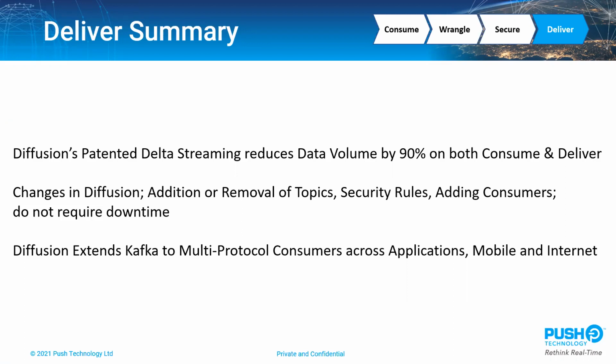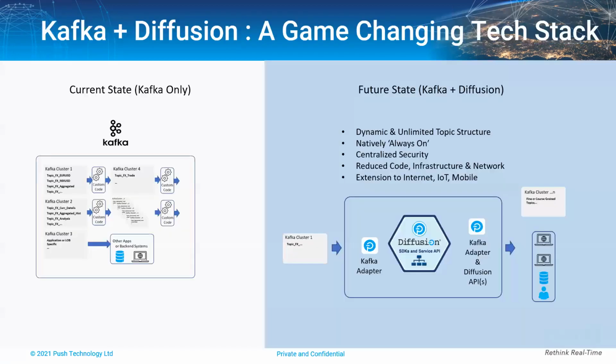I varied a little bit off my use case here, but I just wanted to show how open Diffusion is to many different types of use cases. So Kafka and Diffusion together, a game-changing technology stack. Kafka, very efficient with logs. Diffusion, very efficient with dynamic and unlimited topic structure.